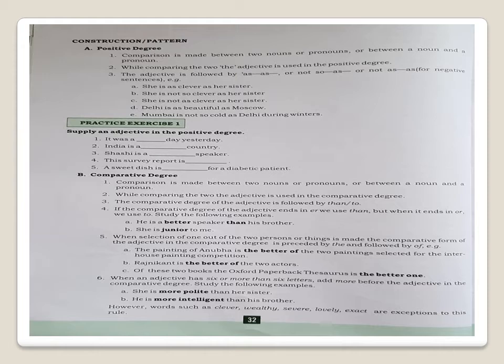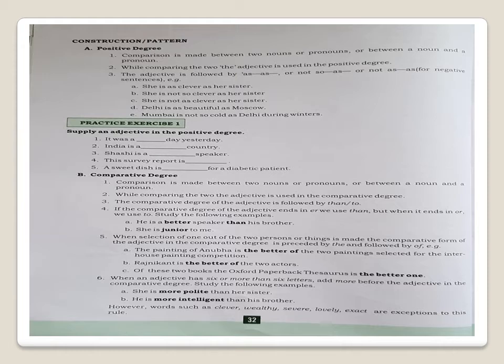So she is a pronoun, and her sister is also a pronoun. While comparing, the adjective is used in the positive degree. The adjective is followed by as, dash, as, or not. When we have a negative sentence, we use so as or not as. For negative sentences we are using this.